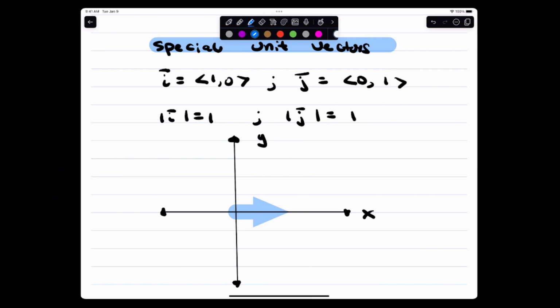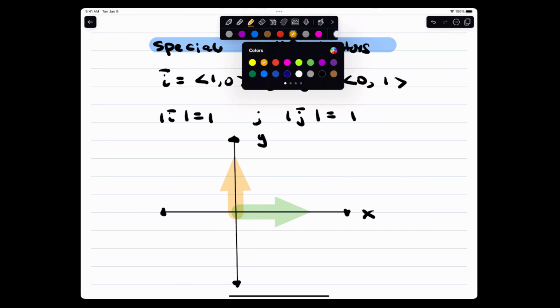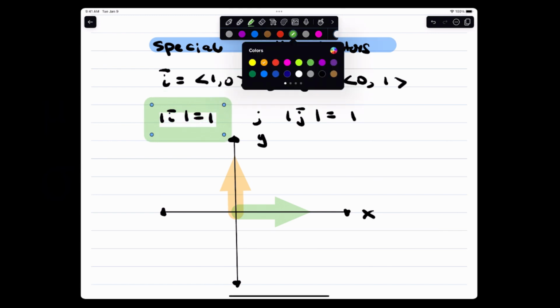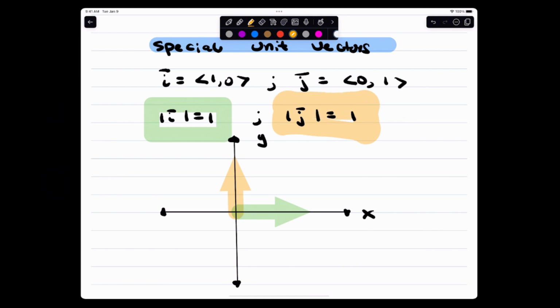This is here. Oh, let's do some colors maybe. Right, let's do maybe like green. Okay, and then we'll do orange. Here's your green. Here's your orange.